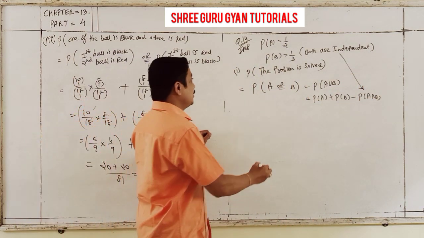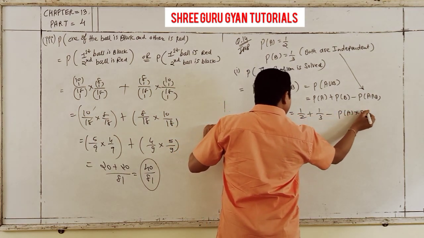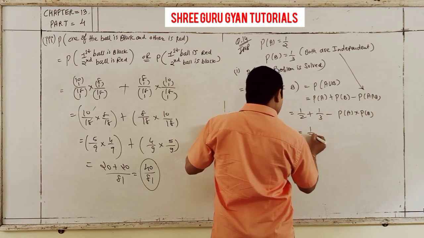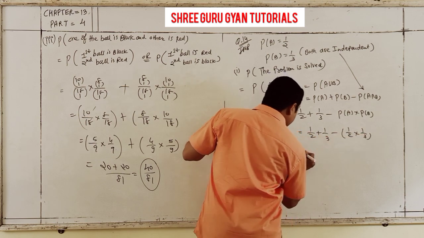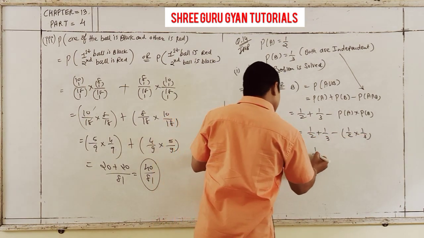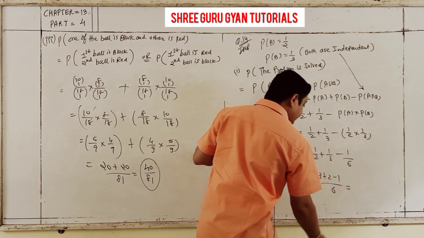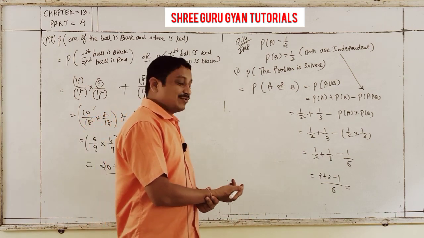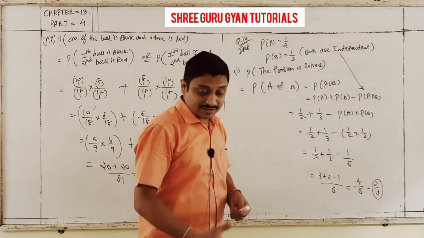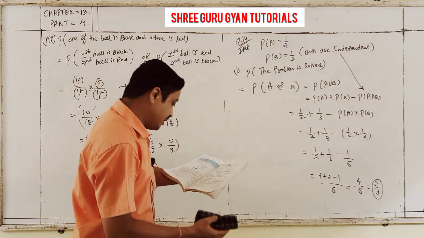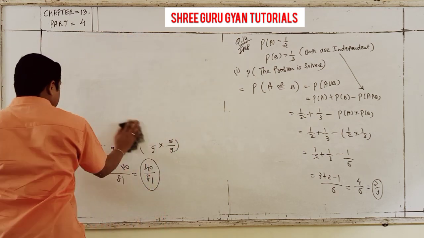Independent events: P of A is half, P of B is 1/3, but here P of A intersection B is PA into PB. So it is 1/2 plus 1/3 minus 1/2 into 1/3. Taking LCM 6, 3 plus 2 is 5, minus 1 is 4 by 6. It is 2/3, and that 2/3 is the probability that the problem is solved by them combined.